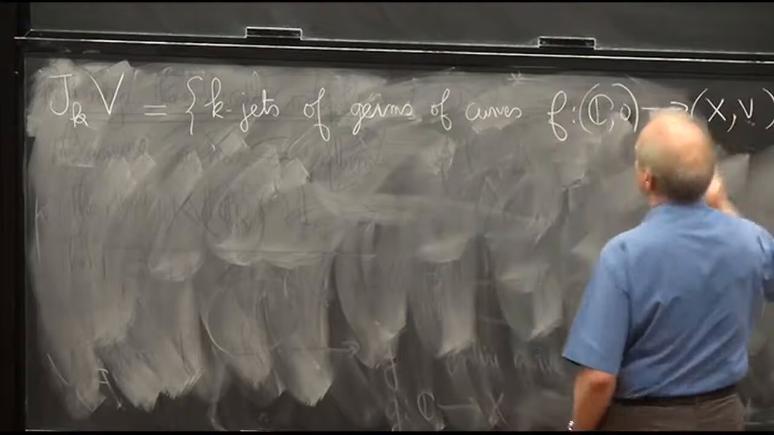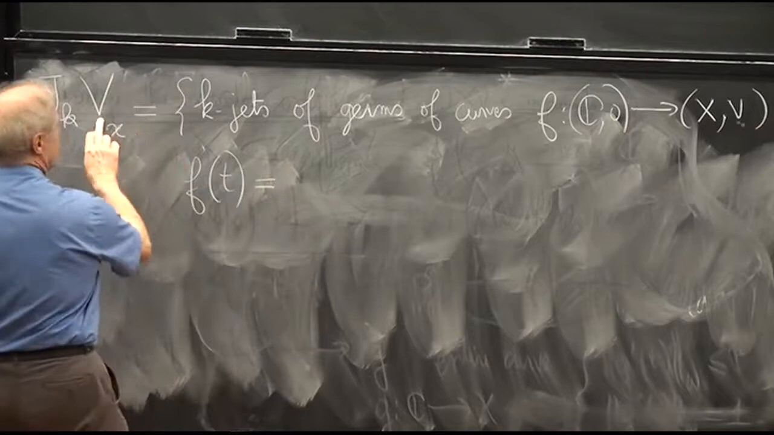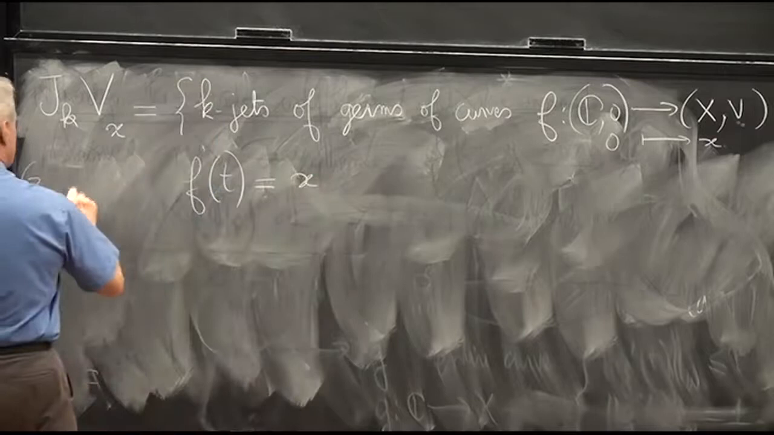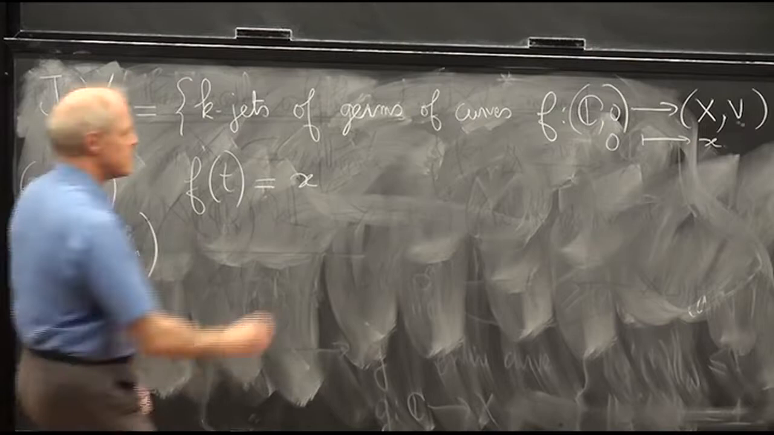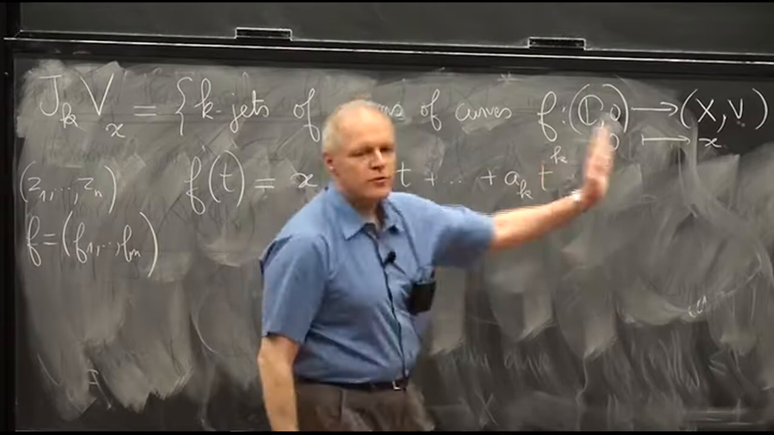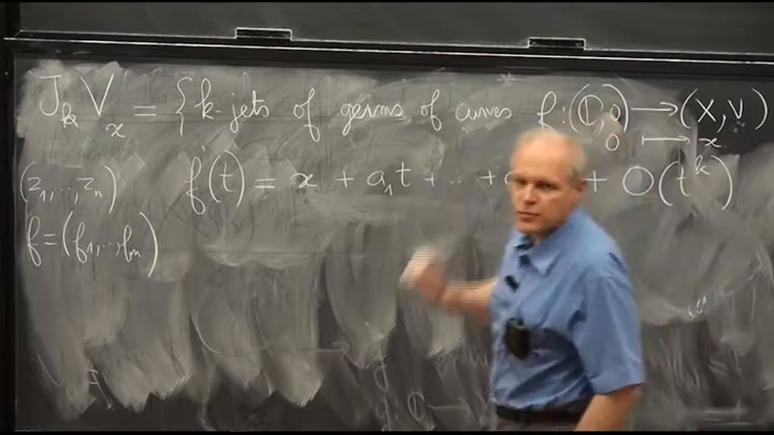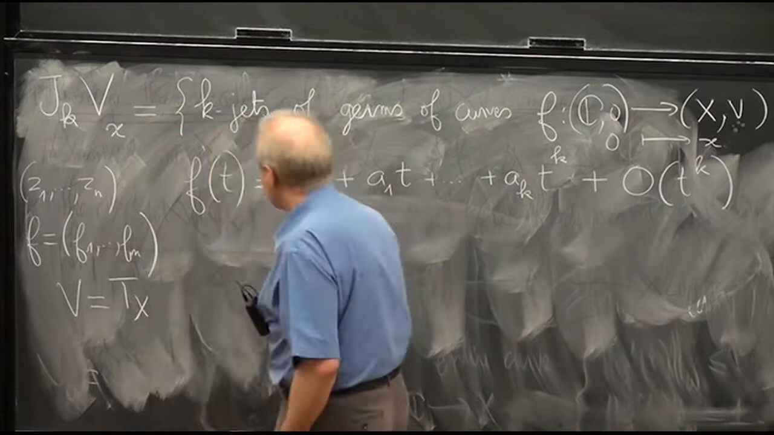So you have a parameter t, and here you have a point x, so you take curves which map 0 onto the given base point x. So you fix coordinates z1, ..., zn. In those coordinates, you can write the curve as a tuple of holomorphic functions. And then you can look at the Taylor expansion. It will start with x, and then some coefficients, a1 t plus ... plus ak t^k. And then you neglect the higher order terms. So in the absolute case, if V is TX, this is just a fiber bundle, such that the fibers are parametrized.